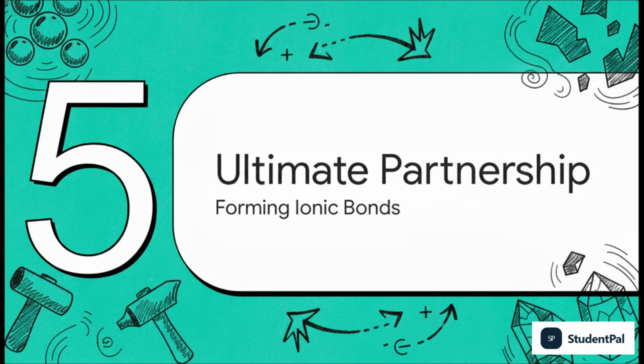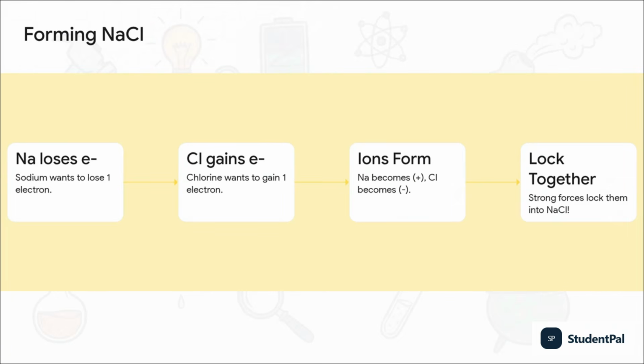Now for Section 5, the ultimate partnership. It's time to form some ionic bonds. So we know how metals behave on their own, but what happens when a metal finally meets a nonmetal? Let's explore this ultimate partnership using sodium and chlorine. Think of this as the perfect give-and-take friendship. Sodium's electronic configuration is 2-8-1. It has one extra electron in its outermost shell, and it desperately wants to lose it to become stable. Chlorine, on the other hand, is 2-8-7. It desperately needs just one single electron to complete its octet.